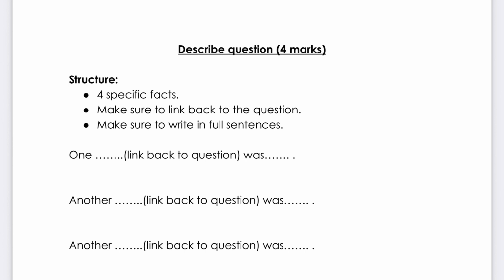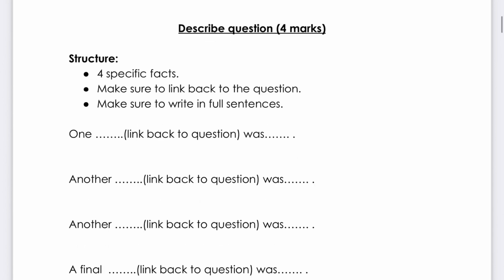So let's say the question was describe the role of Irish immigrants in Scotland. That's obviously from our migration and empire topic. You could say something like, one role of Irish immigrants in Scotland was... A second role of Irish immigrants in Scotland was... So that's what we're looking for there.